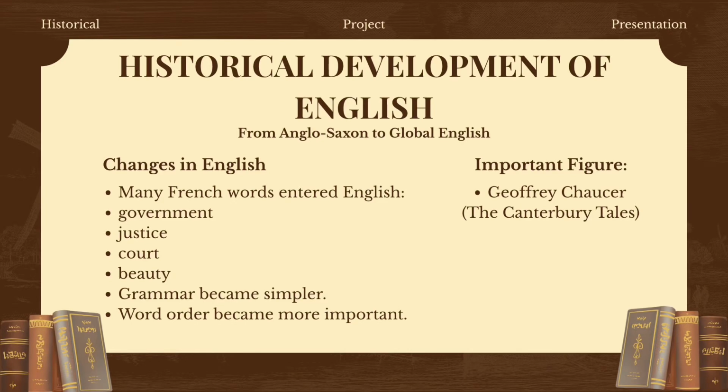Let's talk about the changes in English. So during this period, English vocabulary expanded because of the French influence. So many words related to government, law, and society came from French. Here's the example. We have government, justice, court, beauty.